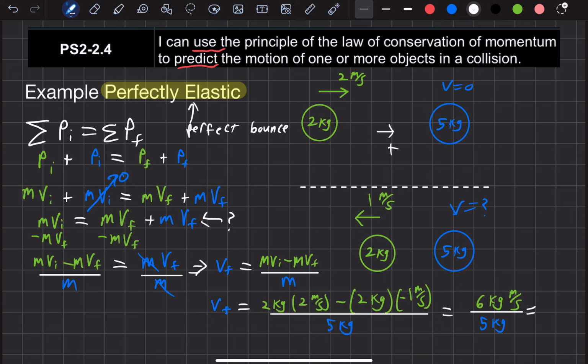So on the top, we get 6 kilograms times meter per second, and on the bottom, we get 5 kilograms. Now notice the kilograms on top and bottom are going to cancel, and this is going to leave us with just meters per second, which makes sense because what we're solving for is a velocity, so we should get meters per second. And our final answer is 1.2 meters per second.